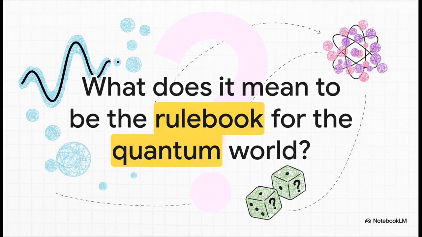And that is the big question, isn't it? Because, you see, in the quantum world, particles are nothing like baseballs. They act like waves. They exist in this weird haze of probability. So how can a single equation possibly describe all of that strangeness? Well, that's what we're here to find out.